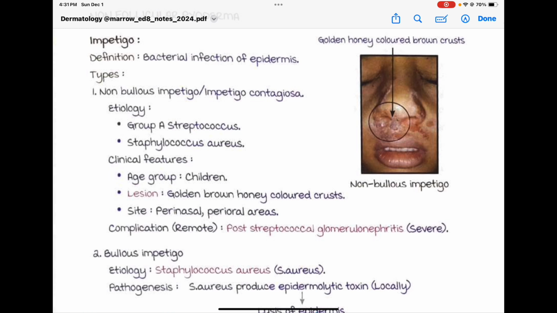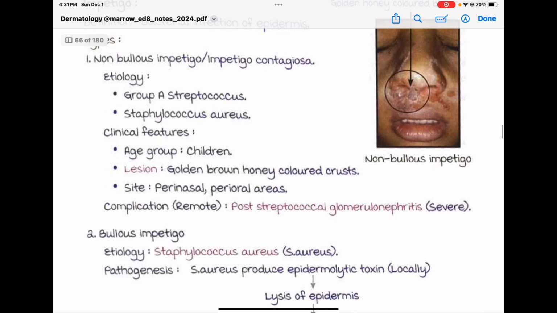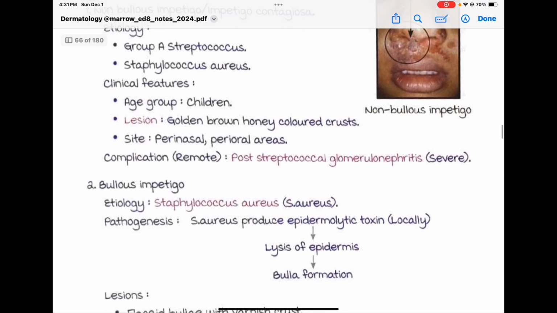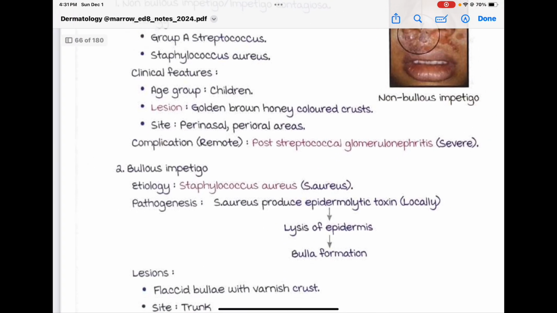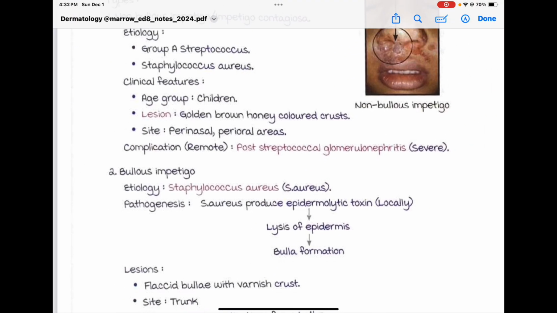Definition of impetigo: bacterial infection of the skin with honey-golden, brown crusts. Types: non-bullous impetigo, impetigo contagiosa. Etiology: group A Streptococcus, Staphylococcus aureus. Clinical features: age group children; non-bullous impetigo. Lesion: golden brown, honey-colored crust, seen in perinasal and perioral areas. Complication: remote, post-streptococcal glomerulonephritis, which is severe.